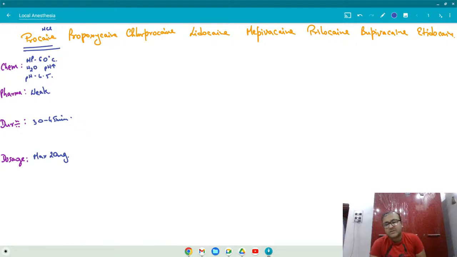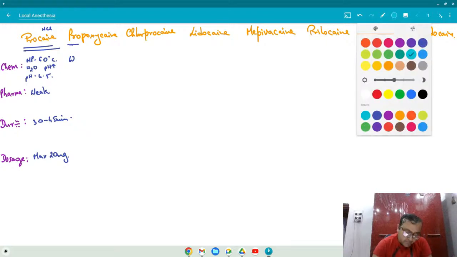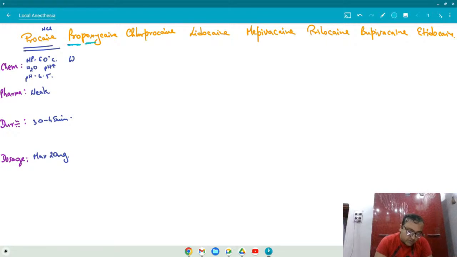Now moving on to the next drug, propoxycaine. As far as propoxycaine is concerned, once again the chemical properties: it is white, whitish or colorless powder. And of course, once again, it is water soluble. Now it has a very, very high melting point.